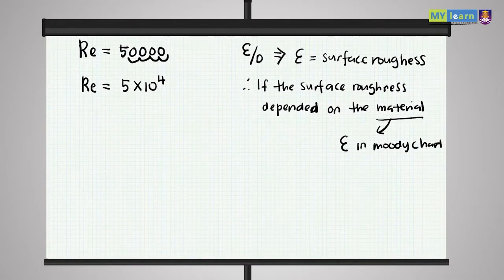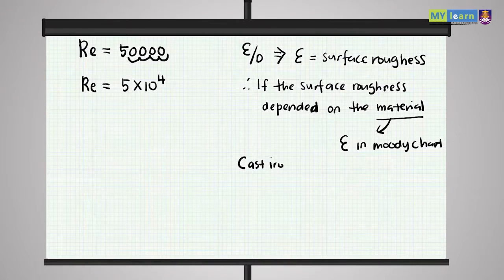So based on cast iron, epsilon is equal to 0.26 millimeter.